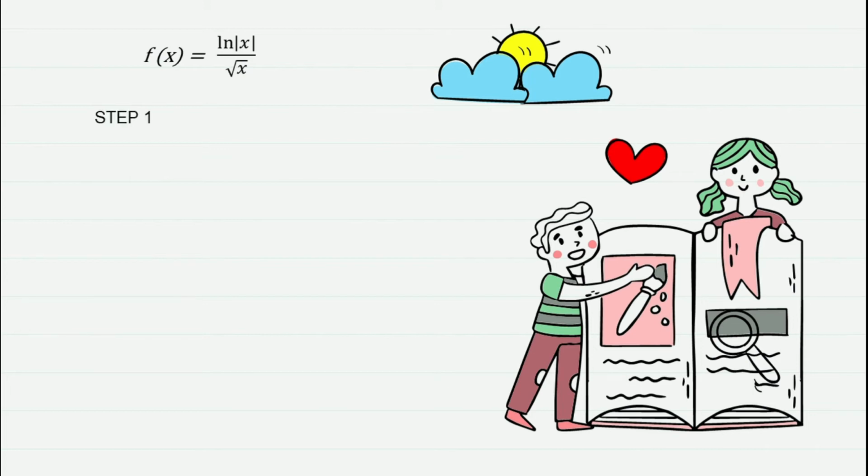The first step we should do is isolate the equation, which is 1 over square root x multiplied with ln x. 1 over square root of x can be written as 1 over x to the power of 1 over 2. To eliminate the fraction, we write the equation as x to the power of negative 1 over 2 multiplied with ln x. So the equation becomes the integral of x to the power of negative 1 over 2 times ln x.